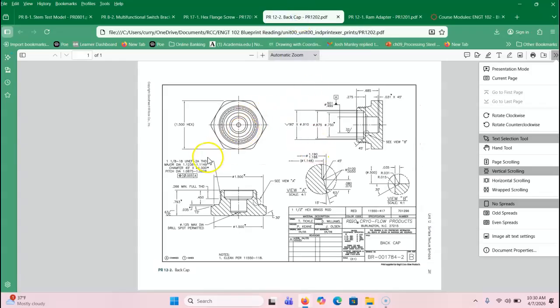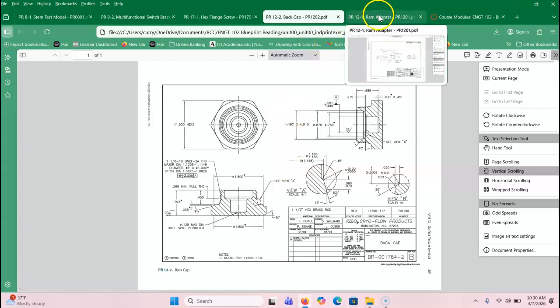Let's take a look now at this back cap. A little bit different here. So here is our thread, and we can see the way that looks. We are talking here about a 1 1/8 diameter, 18 threads per inch. In this case, this is a UNEF, which stands for Unified National Extra Fine Thread. This is a Class 2A fit. So that's the way this one is called out as far as that external thread.